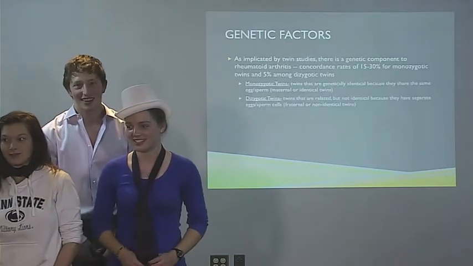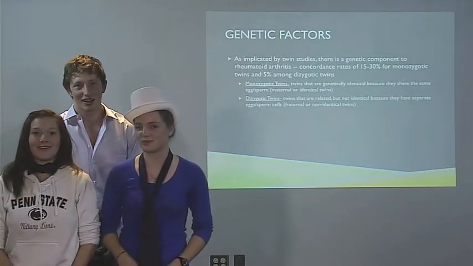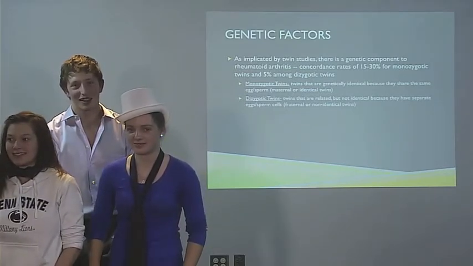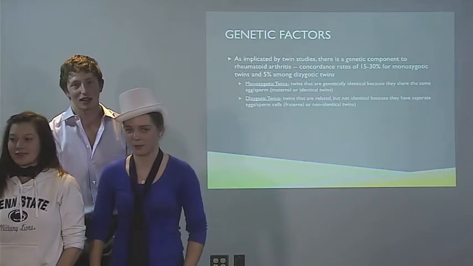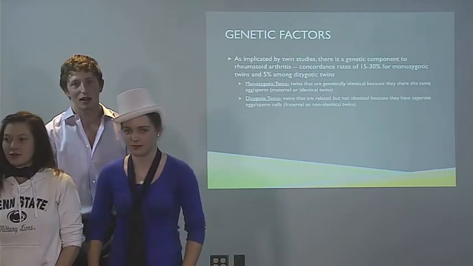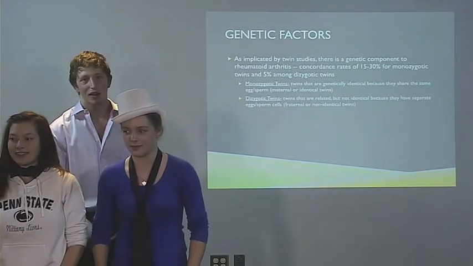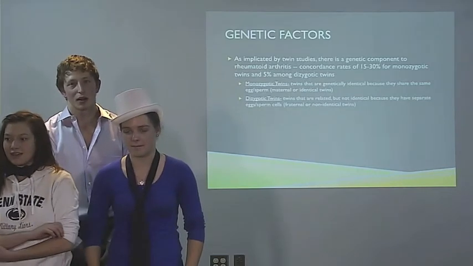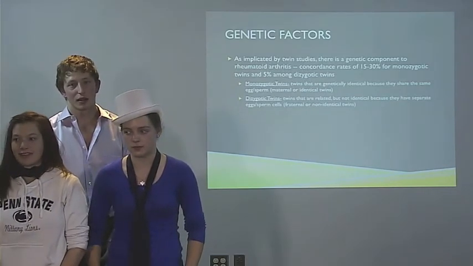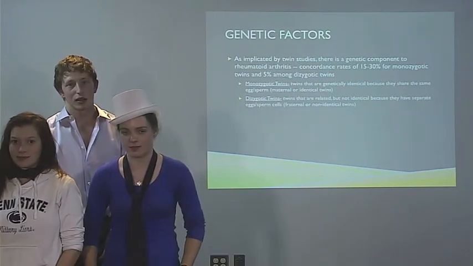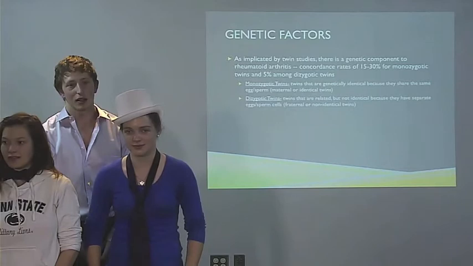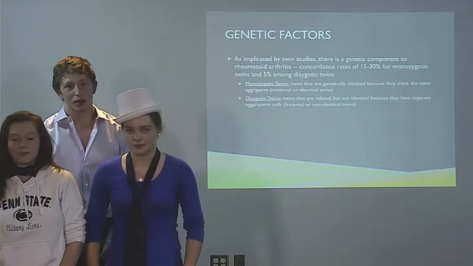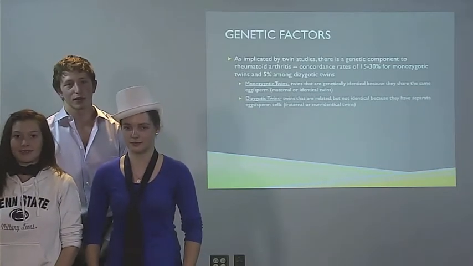That was pretty cool. So there are some genetic factors involved in rheumatoid arthritis, and they've done twin studies, which prove that there's a genetic component. There's a concordance rate of between 30 and 50% for the monozygotic twins and 5% for the dizygotic twins. The monozygotic twins are genetically identical, they share the same sperm and the same egg. The dizygotic twins are related, but they're not identical. They're like brother and sister, as close as you can be without being the same person.